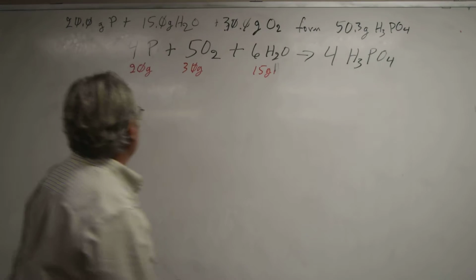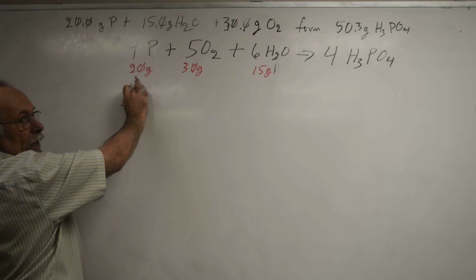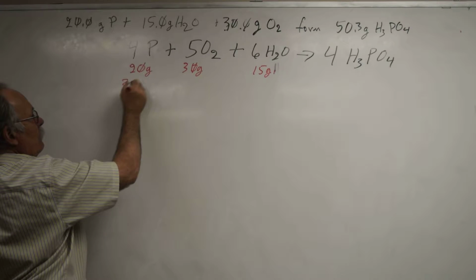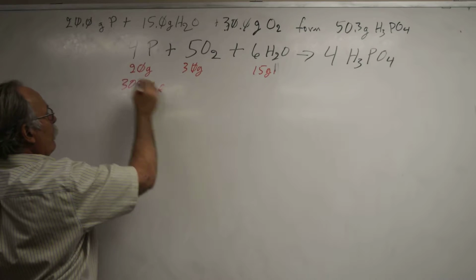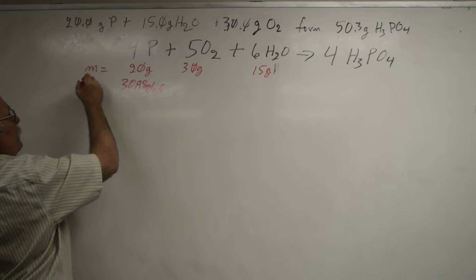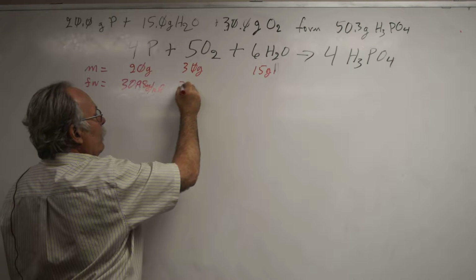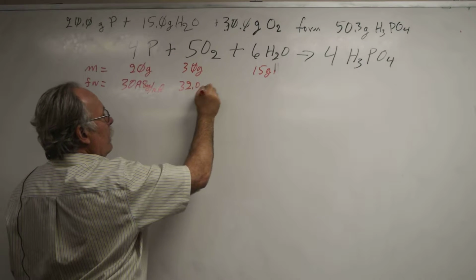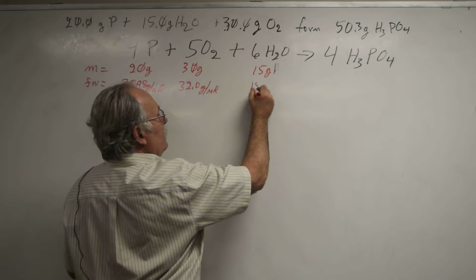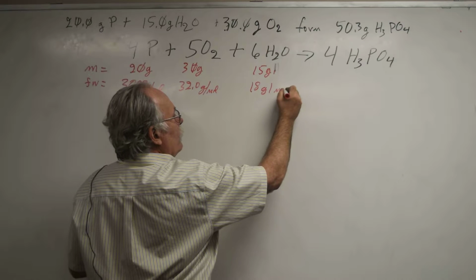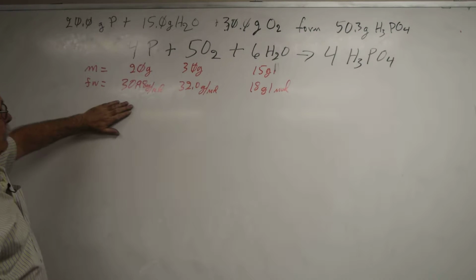The next thing I need to do is calculate the limiting reagent. I need to know the formula weight of each of these. So phosphorus has a formula weight of 30.98 grams per mole. Oxygen has a formula weight of 32.0 grams per mole, and water has a formula weight of 18 grams per mole. Now I don't want to spend all day solving this, so I need to identify the limiting reagent.